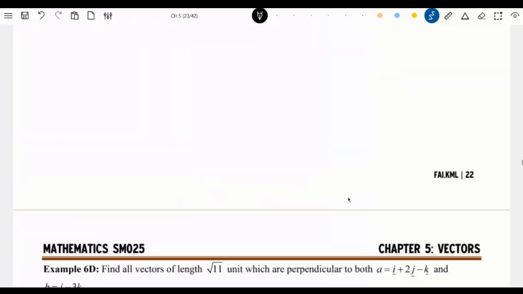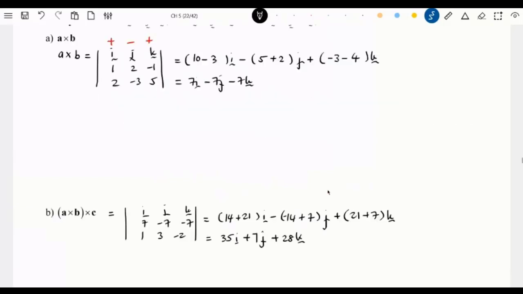Okay, what else? Anything else? Okay, add on another one. If we want to find B cross A, how? It is reversed. So if it is reversed, what happens? Negative A cross B. You have already found the cross product here. So we are going to have negative 7I plus 7J plus 7K.